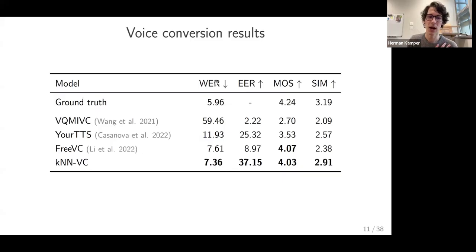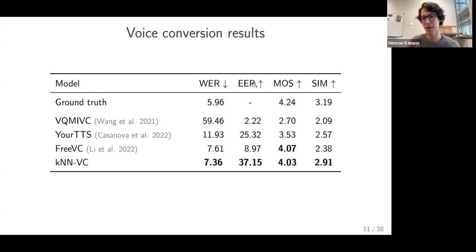You can evaluate that quantitatively by doing the conversion, then pushing the converted speech through a speech recognition model and seeing if it transcribes the output correctly. This is what's measured with the word error rate metric. The lower the word error rate, the more intelligible the speech is, basically the closer the speech is to the original input's content. So intelligibility is one big thing.